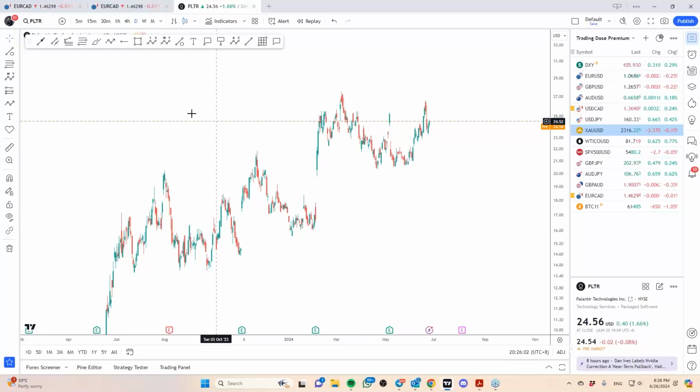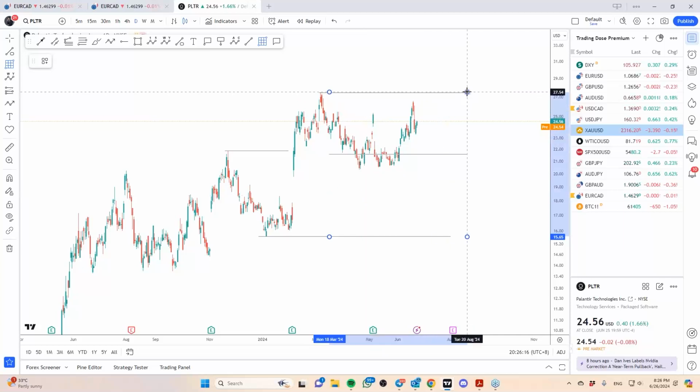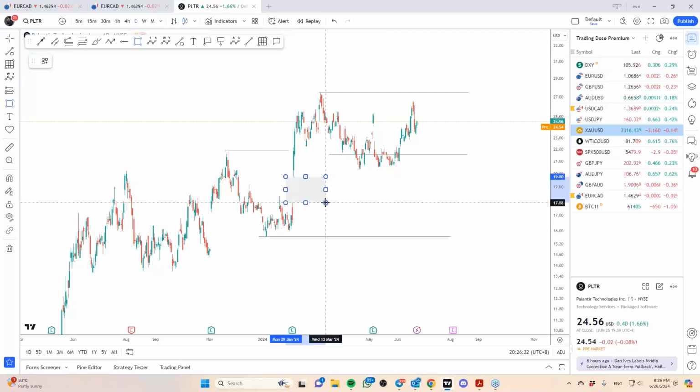PLTR, very quickly, we do have this as a breakout structure. We do have this as a swing low, and we do have this as a swing high. So overall market structure is definitely bullish. The market did dip down into the discount zone. We have a very obvious fair value gap here.